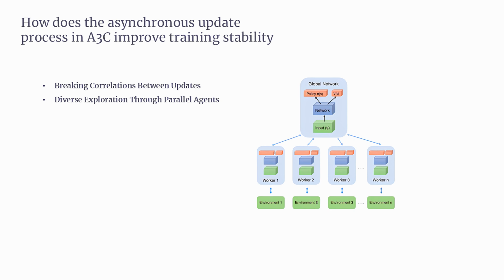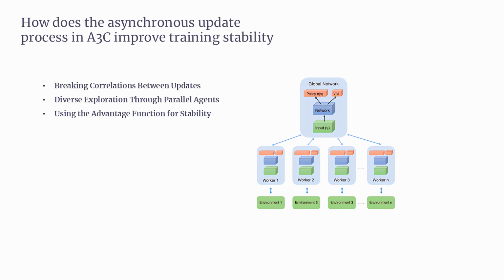If an agent keeps exploring the same areas repeatedly, it might get stuck in a suboptimal strategy. Since multiple agents are exploring in parallel, they gather a wide variety of experiences. This diverse experience set makes learning more robust and prevents agents from getting stuck in bad behaviors. The third, using the advantage function for stability.